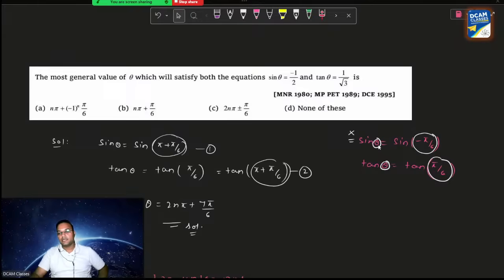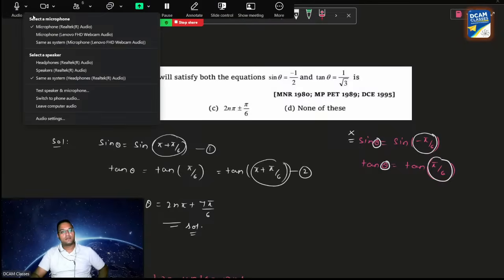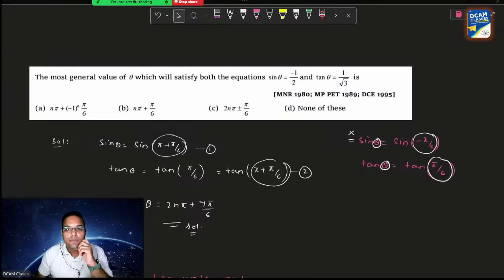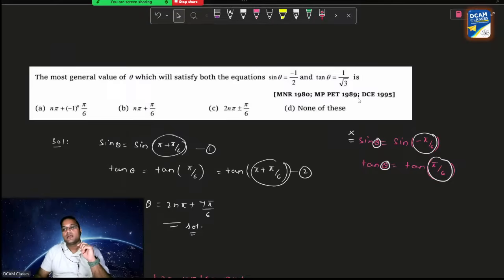Actually, when you have sine theta is equal to sine of minus pi by 6 or something like this, your voice is not audible. It's a bit low. Acha, wait. Okay, let me. Now? Yes, sir. Now is it okay? Yes.